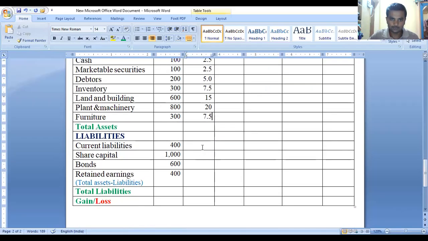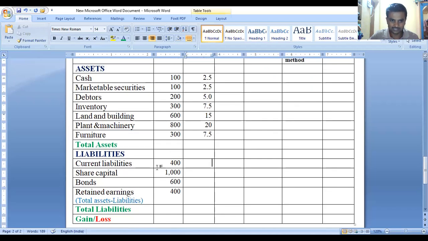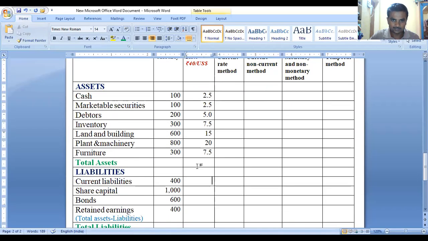Yes, again we need to convert the total liabilities also. All the current liabilities are 400. So 400 means it comes to $10. In case of 1,000 rupees, it should be converted to US dollars. So it comes to 25.